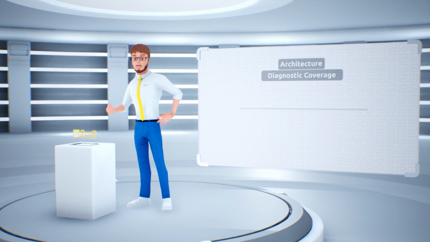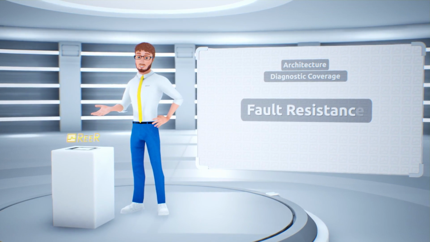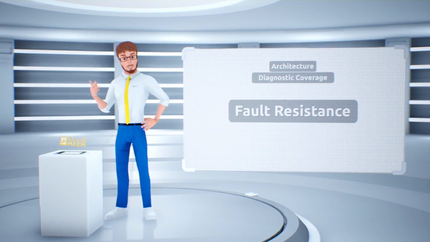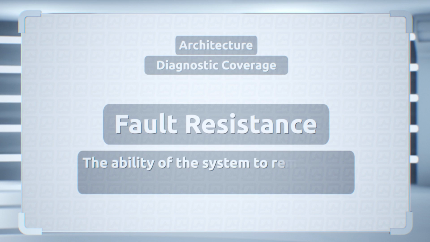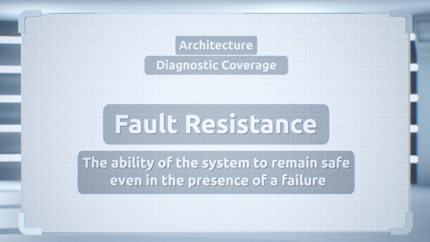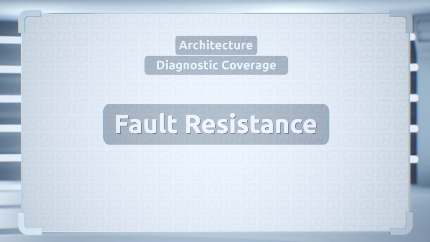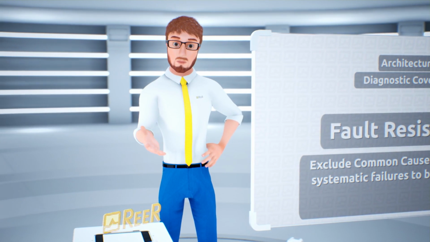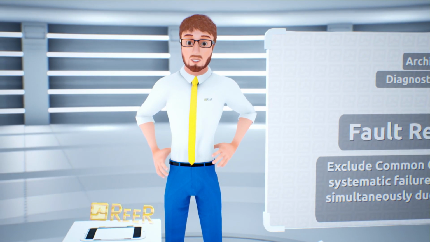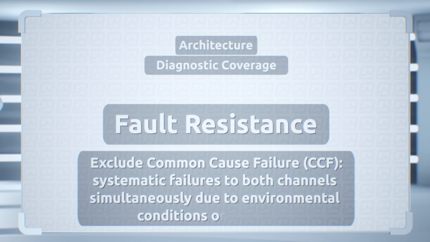The third parameter is fault resistance, which is the ability of the system to remain safe even in the presence of a failure. For this reason, it is very important to exclude common cause failure (CCF) during the design phase. CCFs include systematic failures that could happen to both channels simultaneously due, for example, to environmental conditions or current overloads.